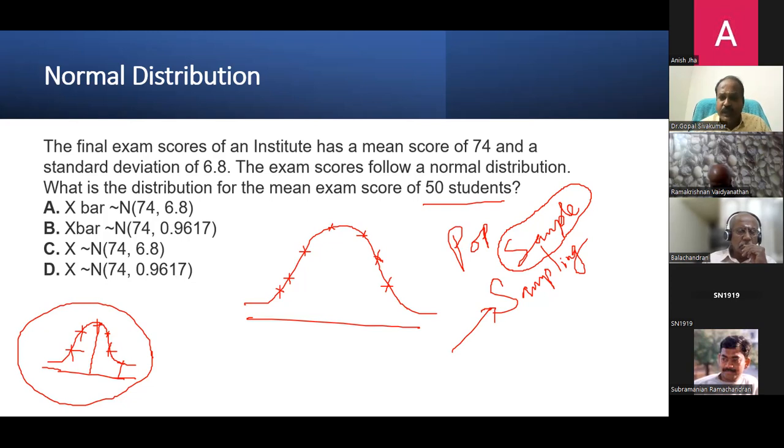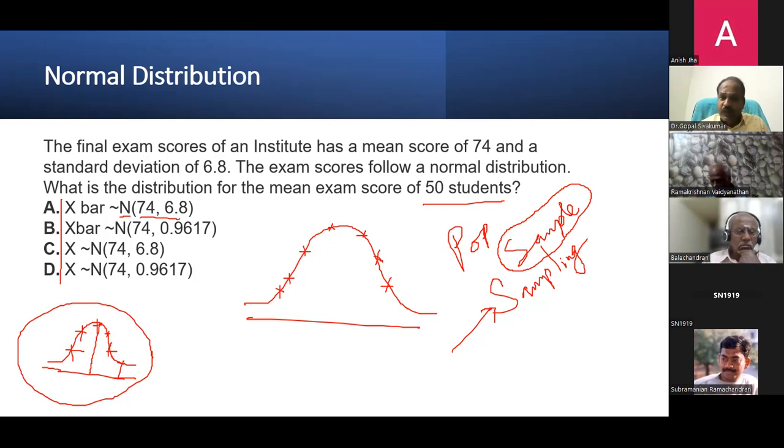And now, how can you represent? There are standard notations for representing any distribution. When I say N, it means normally distributed. The left side is the variable which you are visualizing, right? And after the N, you have two numbers. One number is the mean value, the other number is the standard deviation.